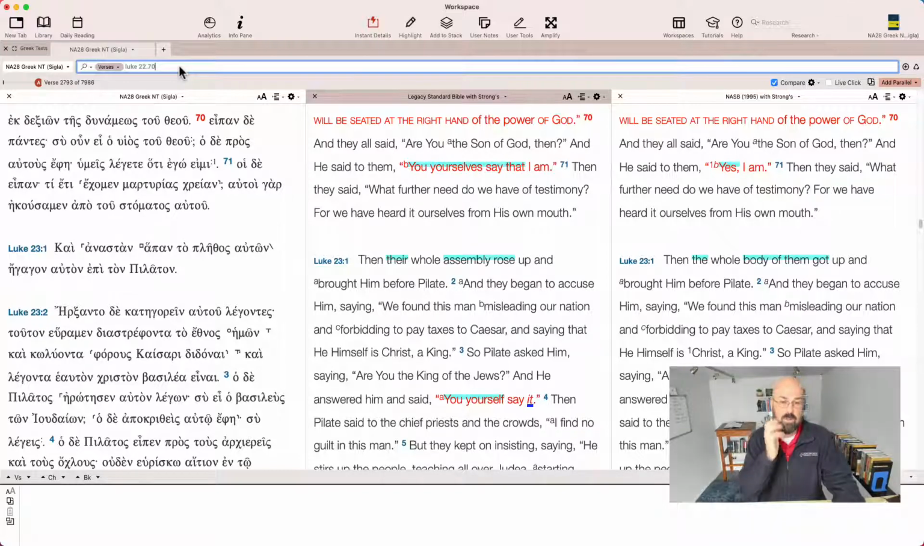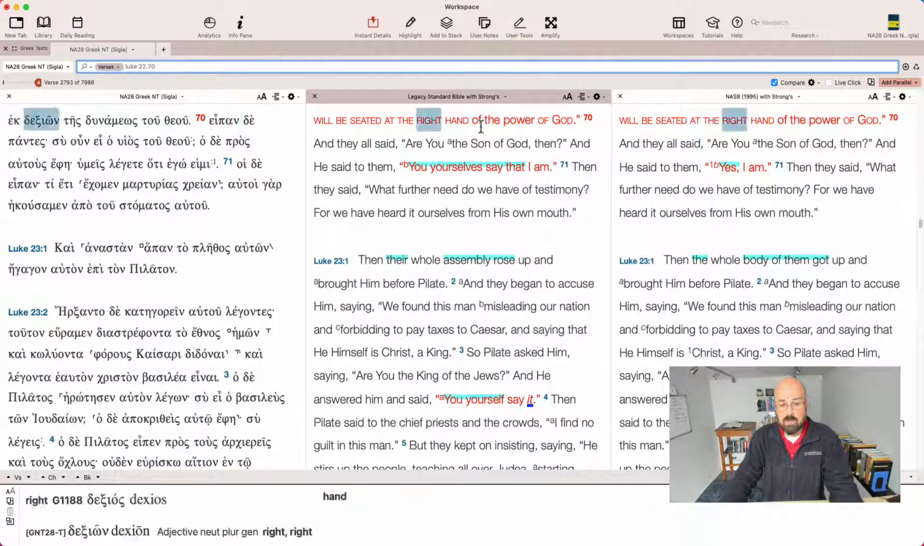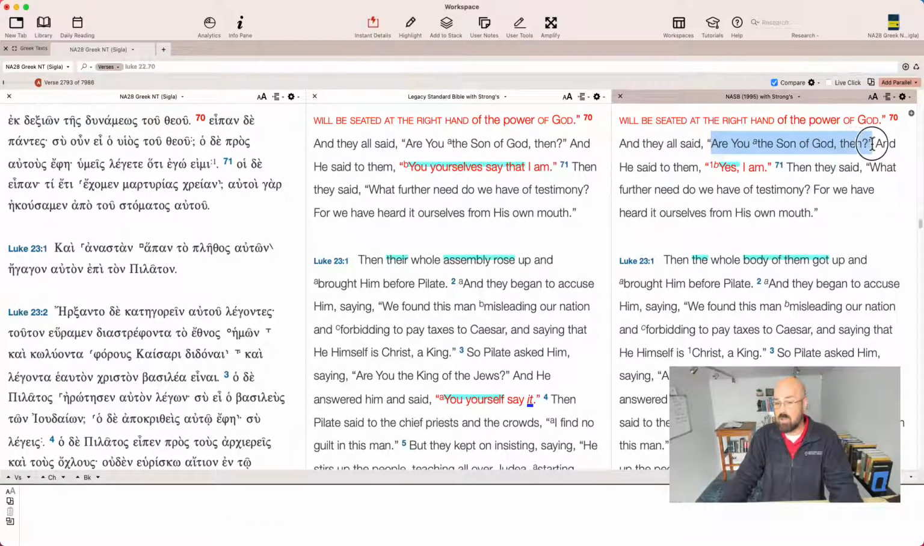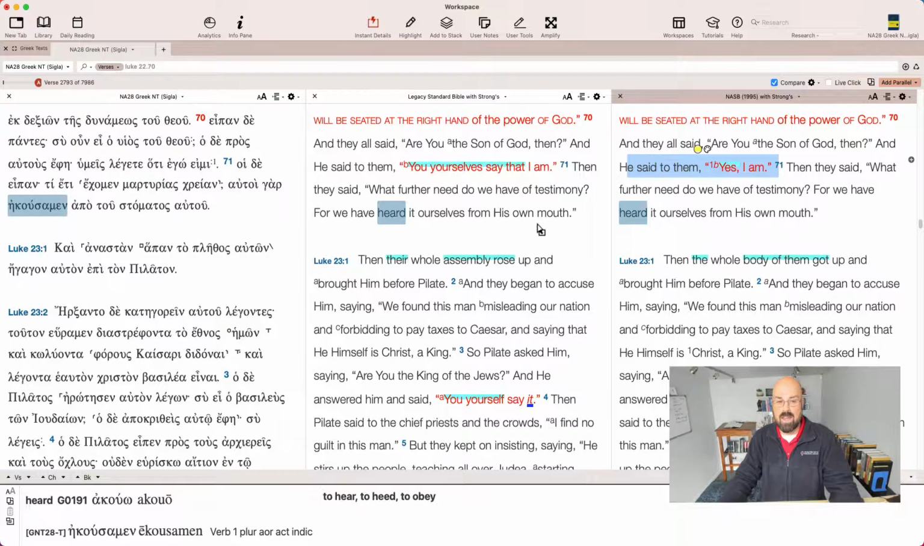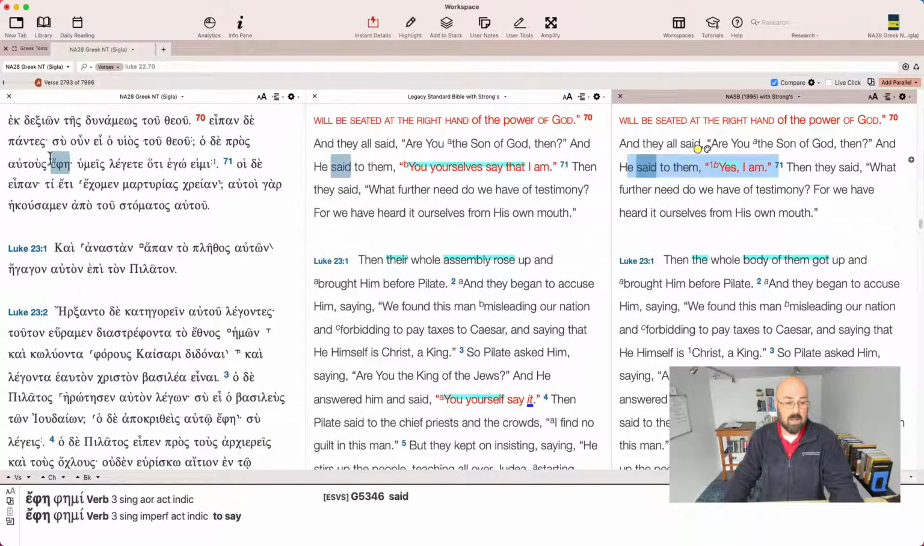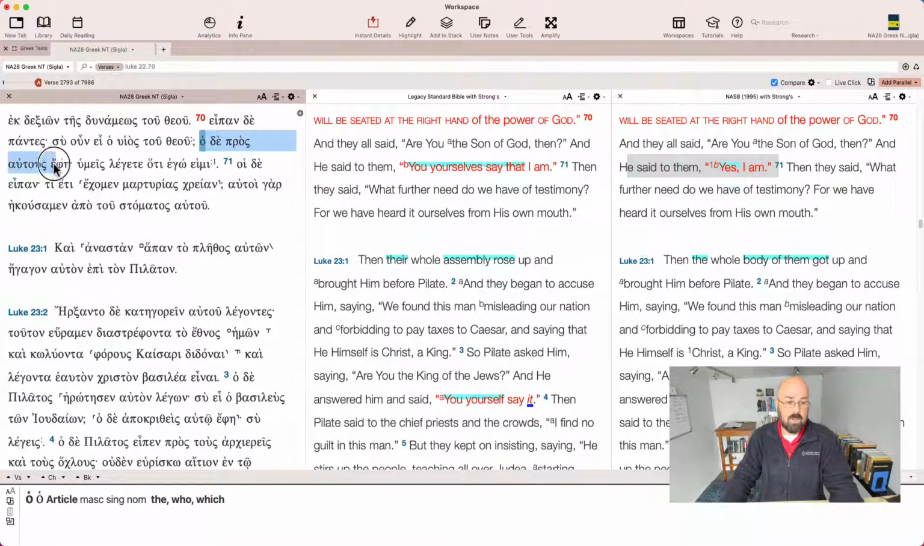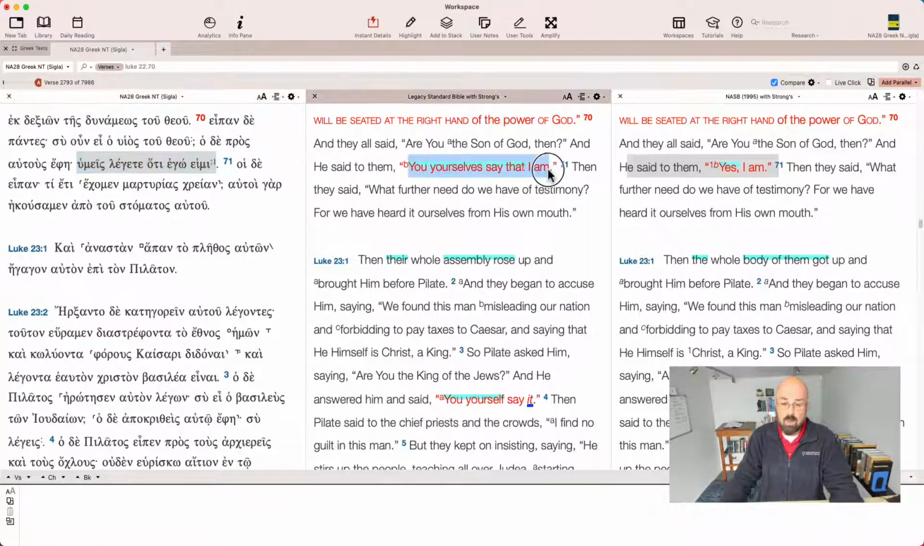But here in verse 70, this is really interesting. So, here's the New American Standard, and they all said, "Are you the Son of God then?" And he said to them, "Yes, I am." Okay, very interesting. Just a simple affirmation, yes, I am. But if we look at the text here, and to them he said, "You yourselves say that I am," which is exactly what we see here.